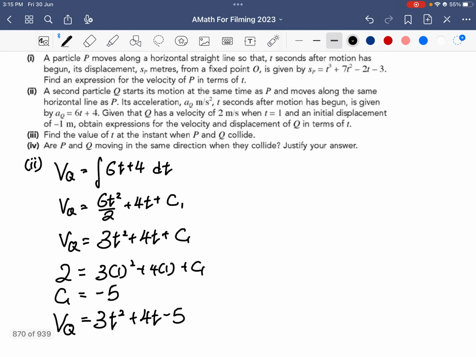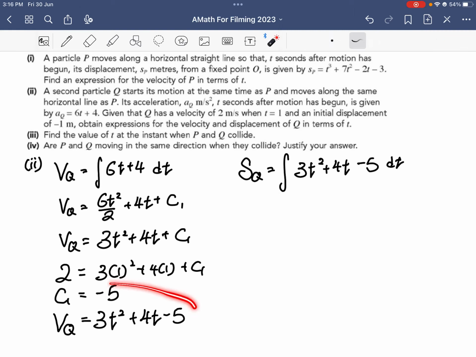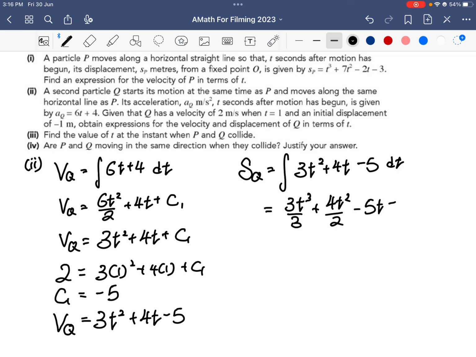Hence, I've already got the first part, whereby the velocity of Q is given by 3t squared plus 4t minus 5. Now, to get the displacement of Q, what I need to do is to integrate the velocity with respect to time. The velocity is given by 3t squared plus 4t minus 5. In case you're wondering where I got this, it is simply from what we have solved in the earlier part. If I start to integrate, then I have another integration constant, c2.